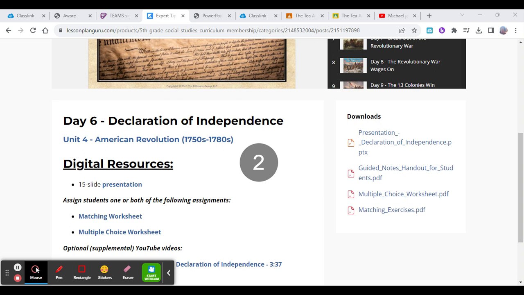Body. "Nor have we been wanting in attention to our British brethren." Second section of body, denunciation, states the colonists have made several attempts at resolving these matters peacefully. Also states the colonists' separation from Great Britain as an independent nation.